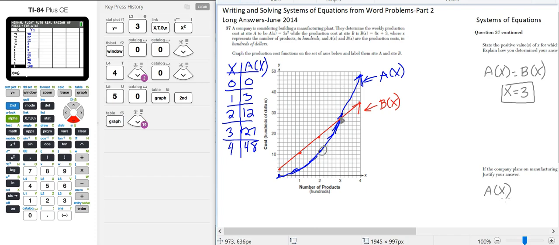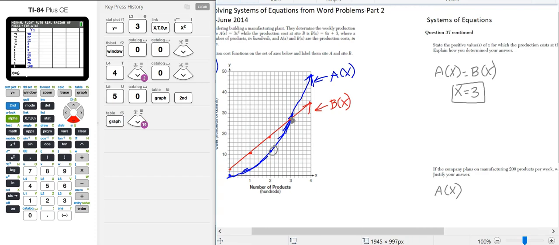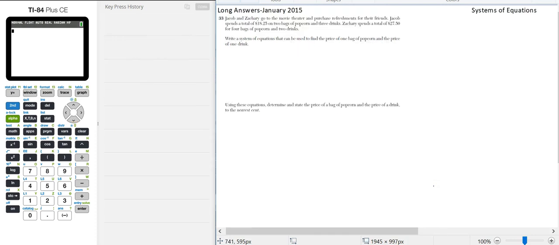And justify your answer. As you can see from the graph, at x equals 2, a of x is equal to 12. But at x equals 2, b of x is equal to 19. So a of x is obviously cheaper. Both 12 and 19 are in hundreds.